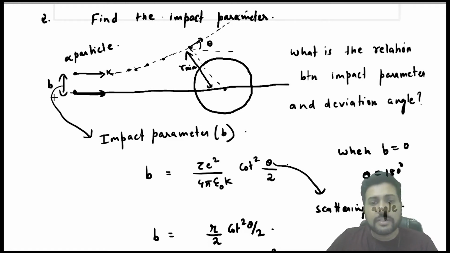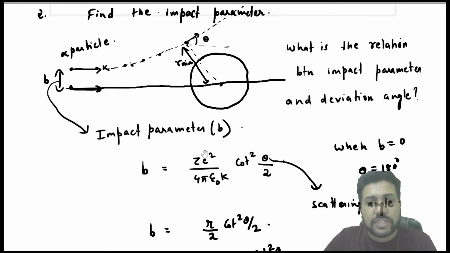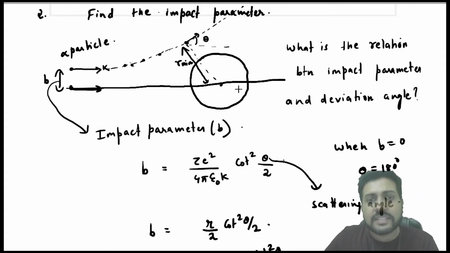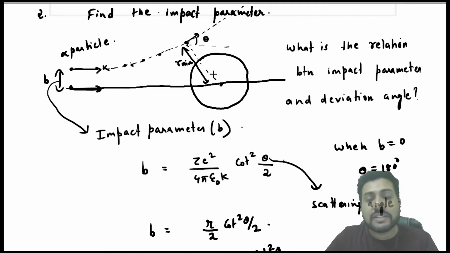The impact parameter, represented by b, is equal to Ze squared divided by 4 pi epsilon naught K, where K is the kinetic energy of this alpha particle, and we again assume that this nucleus is fixed because it is very heavy, so the force of the alpha particle cannot move the nucleus significantly. Compared to the alpha particle, it is very heavy. So you will write b is equal to Ze squared by 4 pi epsilon naught K, cot theta by 2.